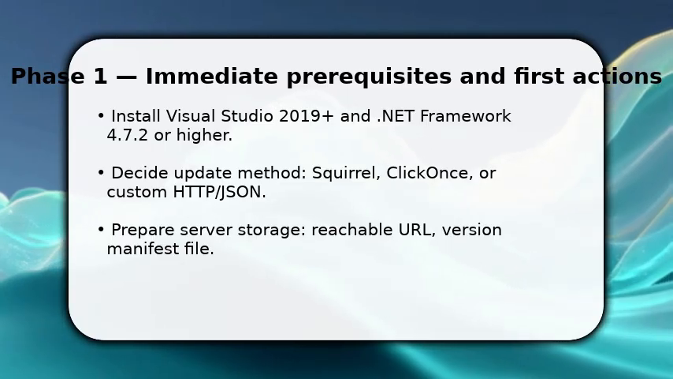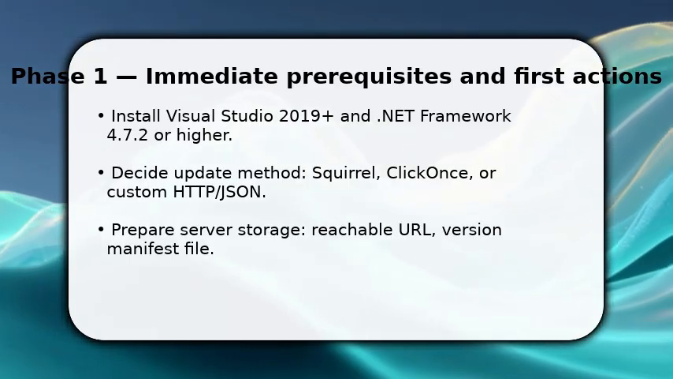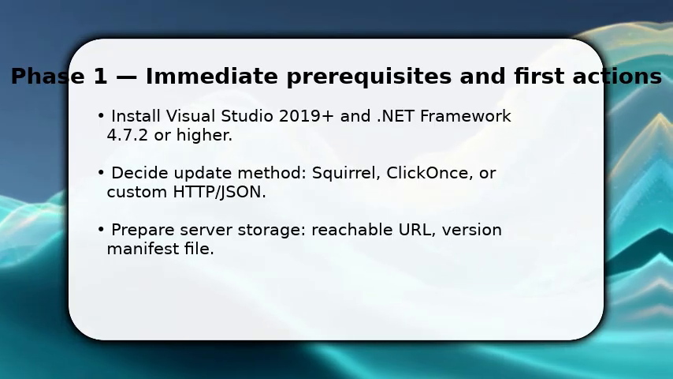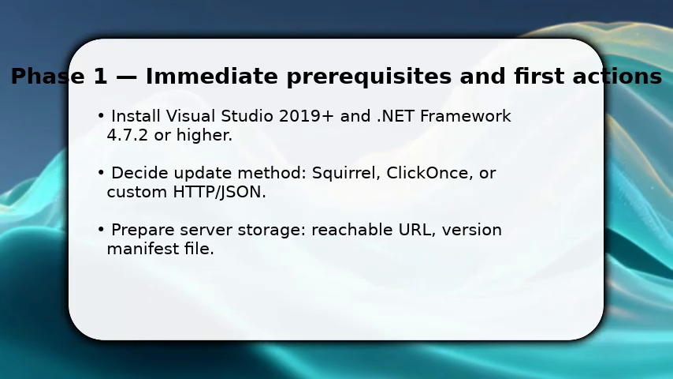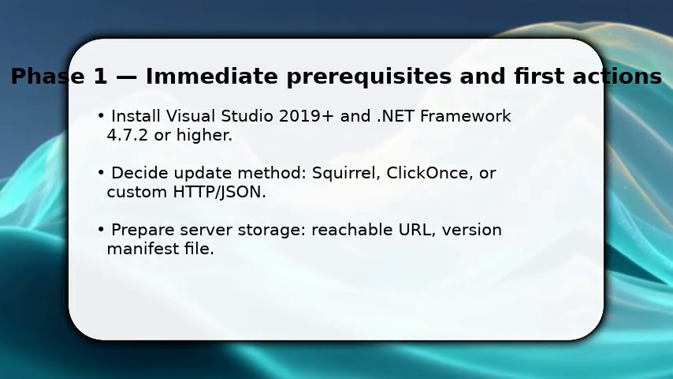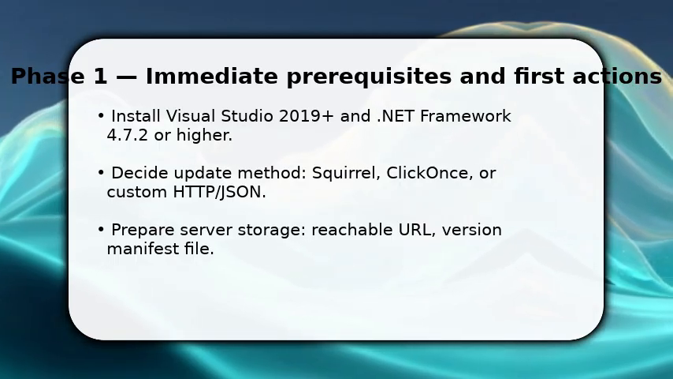You start by preparing the environment and picking an updater. Install Visual Studio and target .NET, then choose Squirrel, ClickOnce, or a custom HTTP JSON manifest. Each has trade-offs. Once chosen, create a signed installer or build artifacts and publish them to a reachable URL.